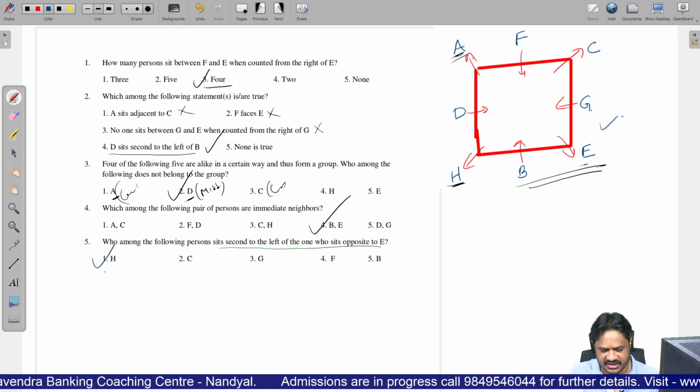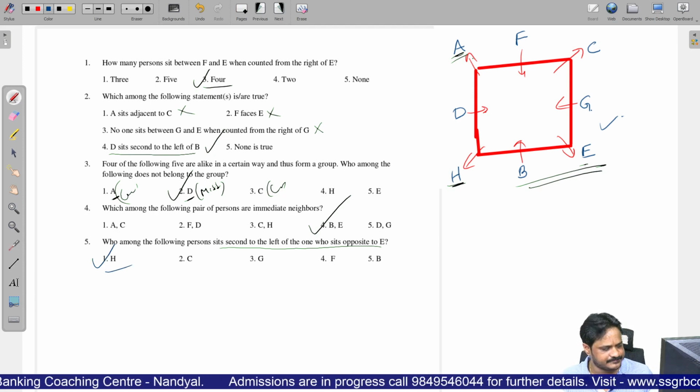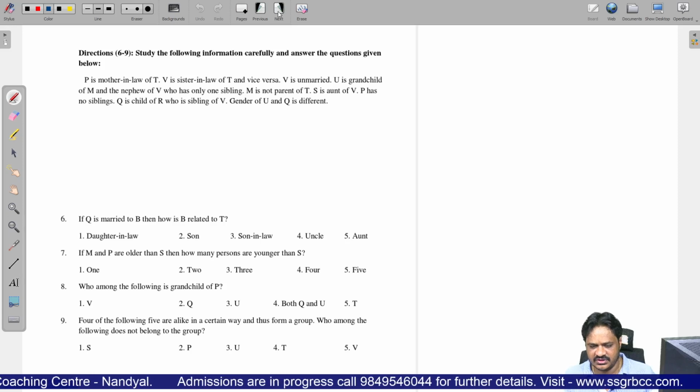So, H is the correct answer. Next one. Study the following information carefully, then answer the questions. Here, this is the blood relation question.